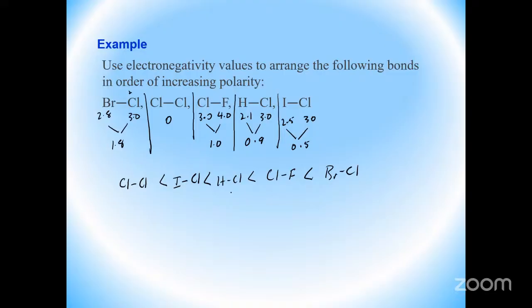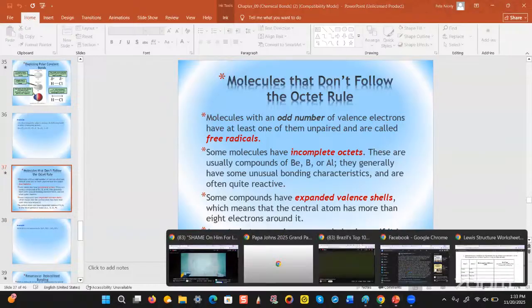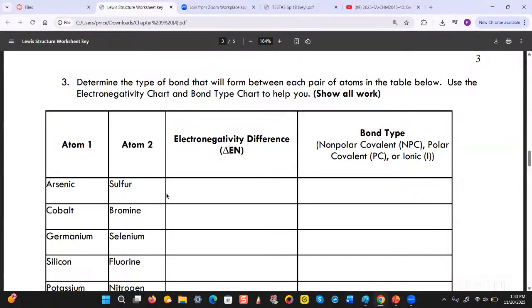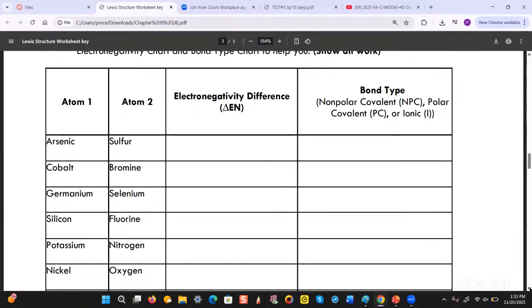Okay, all right, so let me go back to the assignment. So now you should be able to do question number 3. And again, I'm just going to do the first one and you should be able to do the others. Again, you're going to be needing the table of values here. So what this question is asking for you to do is to basically complete this. First, you need to write down or calculate the electronegativity difference. And then based on the difference, you're going to tell whether or not the bond is either polar covalent, non-polar covalent, or ionic.